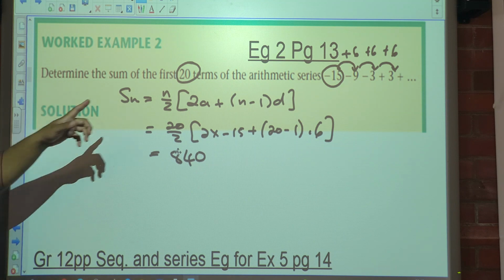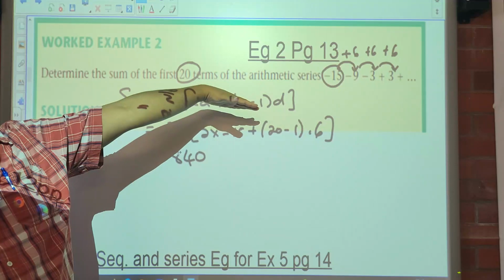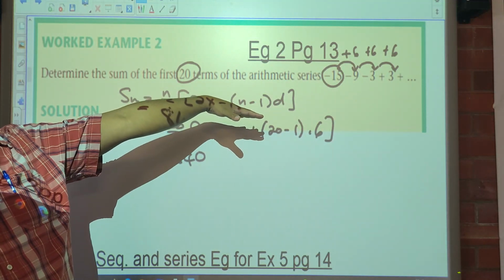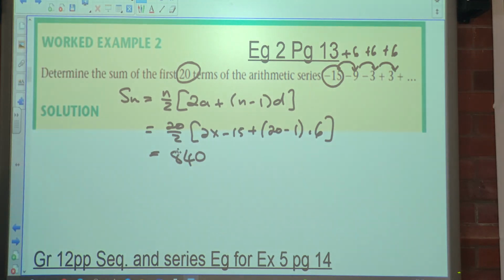But you see, say for argument's sake, they give you 1,000 terms. Imagine writing out all 1,000 term values, and then adding. Not going to make sense, not so? So make a habit of using this.